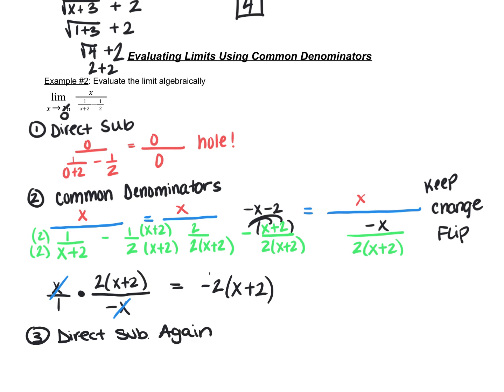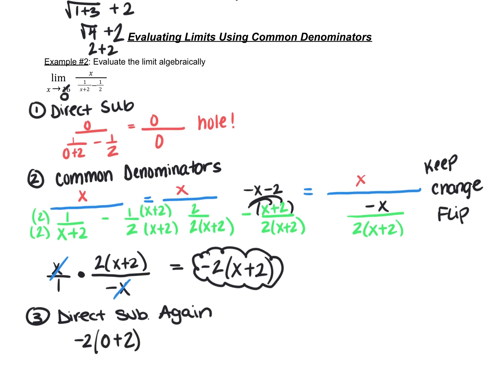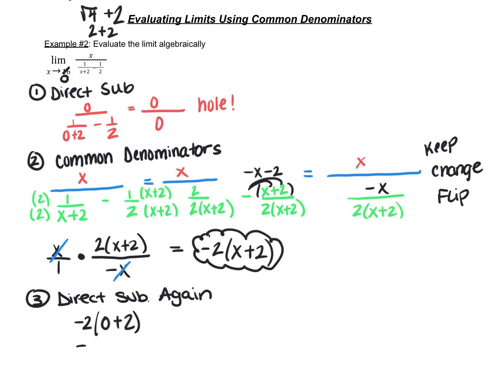But this time we're going to do it into this equation. So we're going to substitute directly with 0 again, and that's our final answer. So negative 2 times 0 plus 2. We know 0 plus 2 is 2, so negative 2 times 2 is negative 4. Final answer.